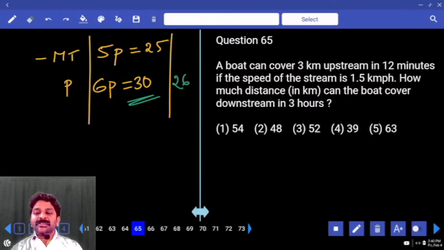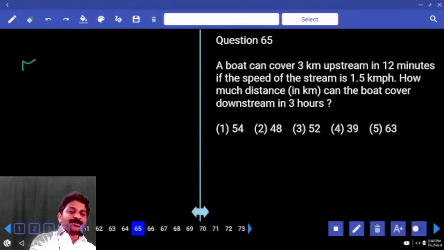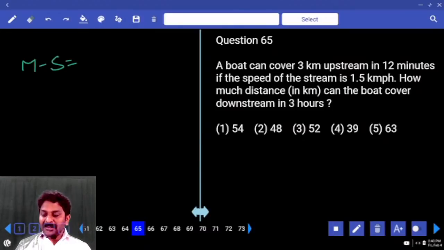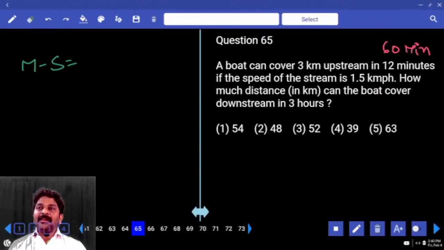A boat can cover 3 kilometers upstream in 12 minutes. So to calculate the upstream speed, how do we calculate? Calculate it for 60 minutes.